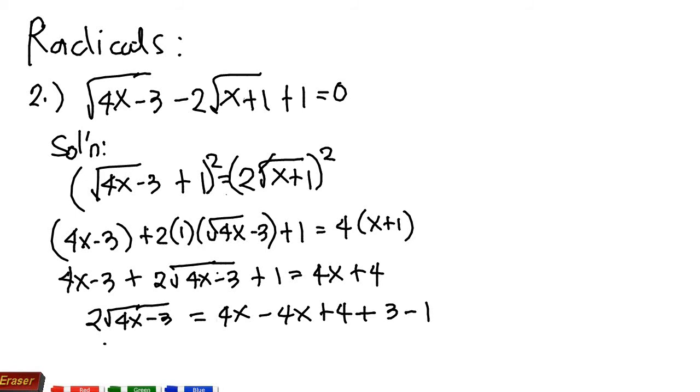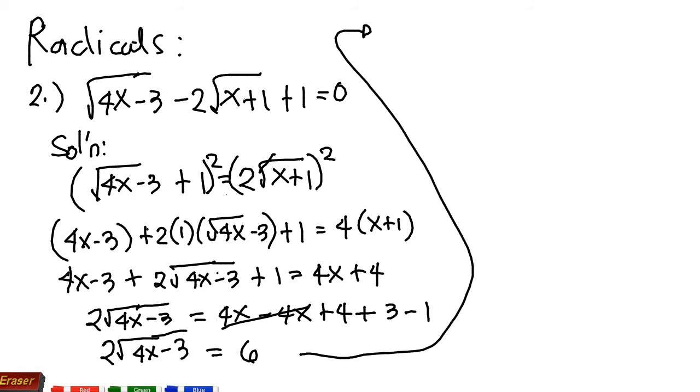Okay, so you have 2 square root of 4x minus 3 is equal to, you have to cancel the 4x minus 4x, so what remains is 4 plus 3 plus 1, that will give us what? 6. Okay, 6.